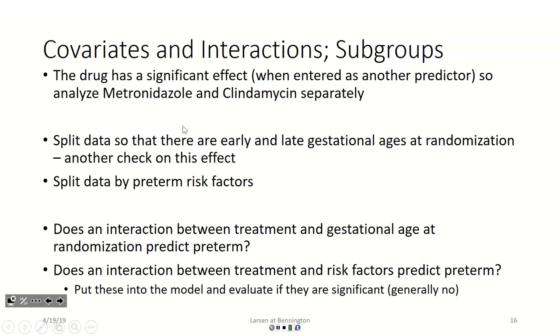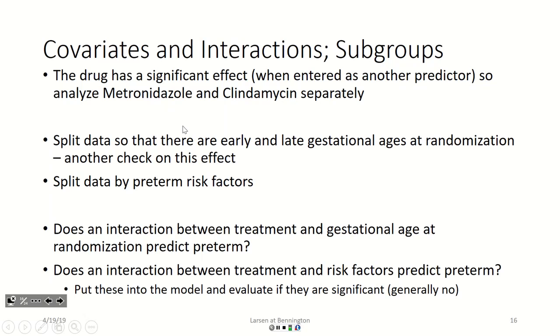Another thing is we're interested in early and late gestational ages, and so with the original individual data, we can split it. We can just take the ones that were randomized early, when they're younger, earlier in the pregnancy, and then analyze them separately. So we could look at it a number of ways. And also, the ones that had risk factors. We could take just the women who had particular risk factors. Part of this is a check on whether it makes a difference which group you look at.